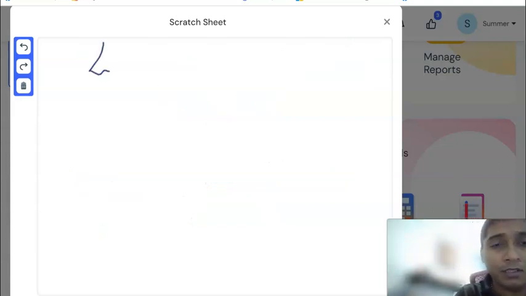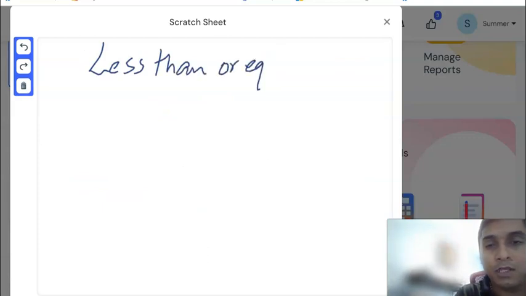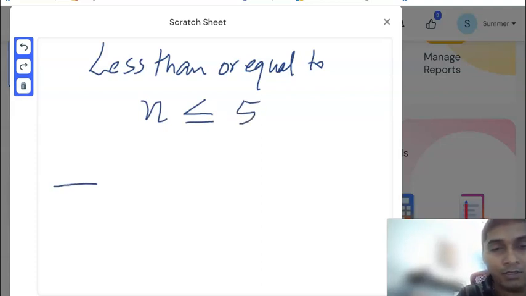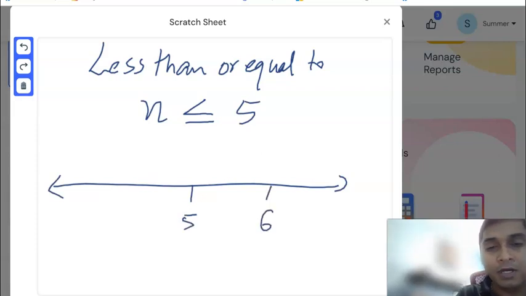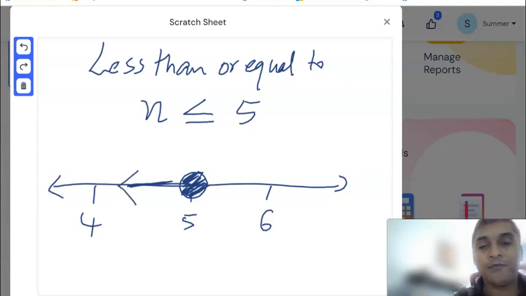Now the other way also, less than or equal to. Now that value is included, n less than or equal to 5. There's not much difference, but you start on 5, and because or equal to is there, you have to shade that circle, because 5 is included, but all values less than 5, so the graph will go to the left.